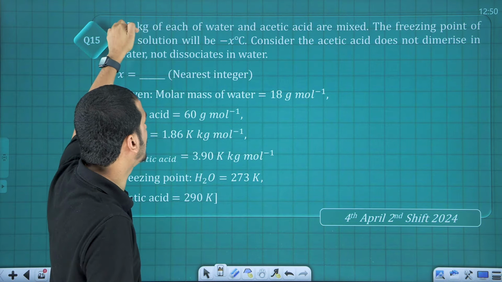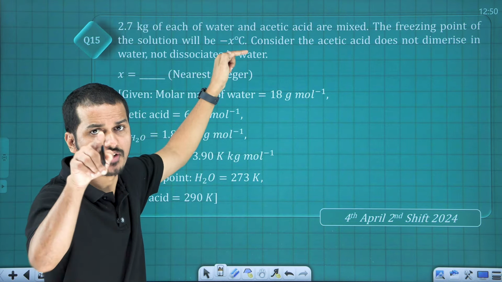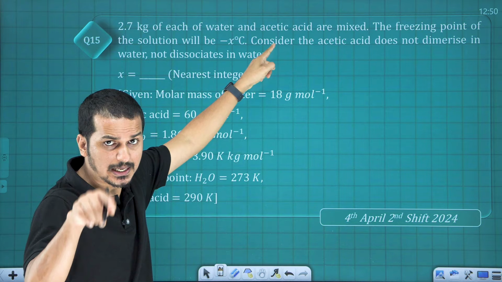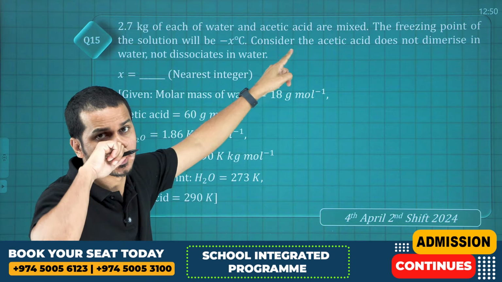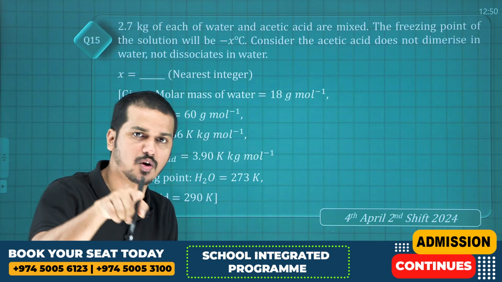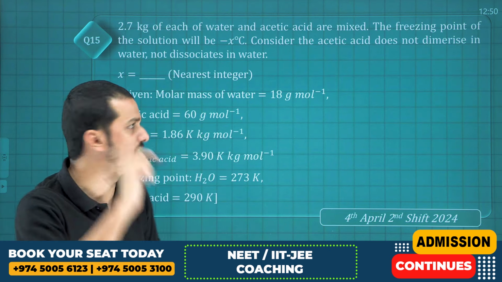So here 2.5 kilogram water means how many moles? 2.5 divided by 18 into 10 raised to 3. This is 2.5 divided by 60 into 10 raised to 3. So the number of moles is more for water. So water is the solvent, acetic acid is the solute. That idea you have to keep in mind.